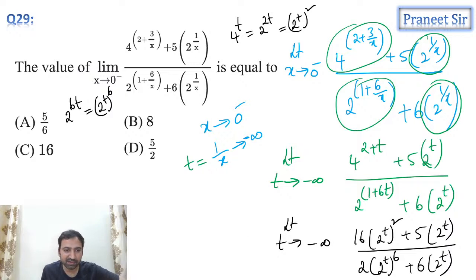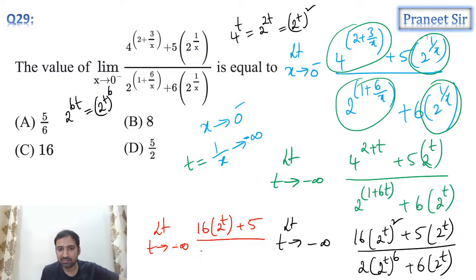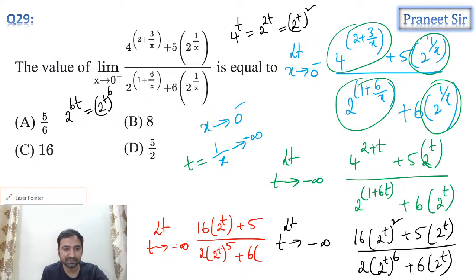When we cancel 2 power t here, the remaining part I am writing here. The remaining part is limit t tends to minus infinite. So here we're getting 16 into 2 power t plus 5 by 2 into 2 power t whole power 5 plus 6 into 6. That's it. We're getting only 6, guys.